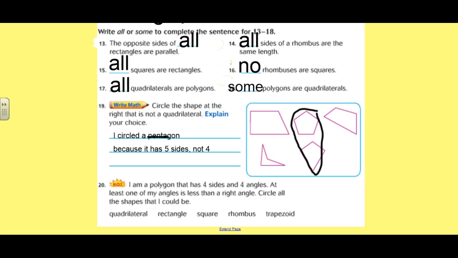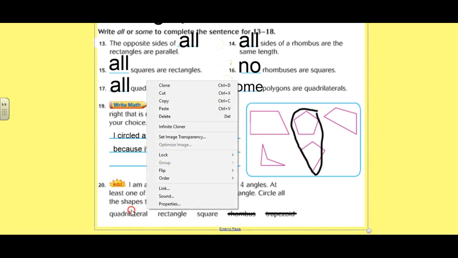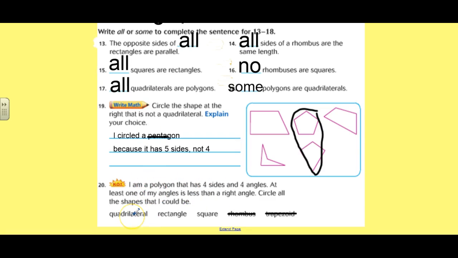Okay, we know it's not going to be a trapezoid because a trapezoid doesn't have any right angles. It's not going to be a rhombus because a rhombus does not have any right angles. We know that it's going to be a quadrilateral. I'm not even going to circle it. So you're going to circle quadrilateral. We know that it can be a rectangle because at least one of the angles of a rectangle is a right angle. So you need to circle rectangle. And then we also know that it could be square because at least one angle of the square is a right angle. So we have to also circle square.